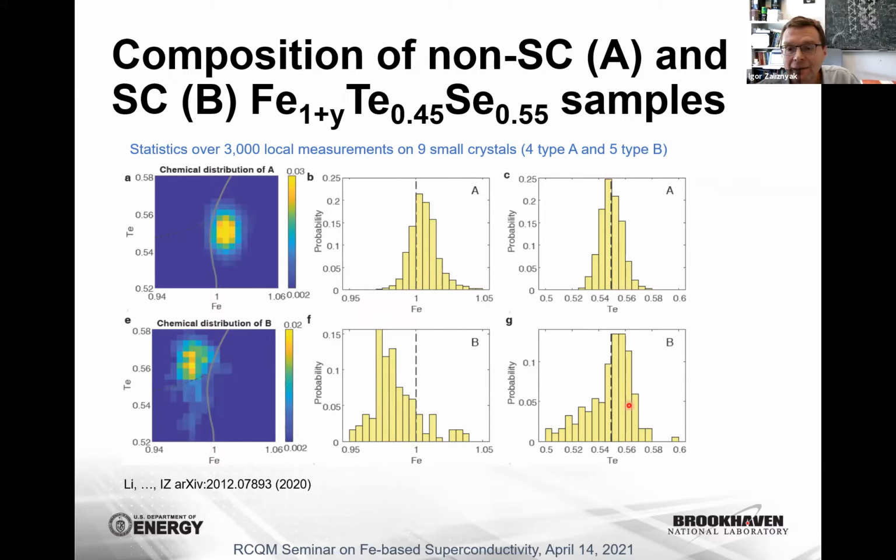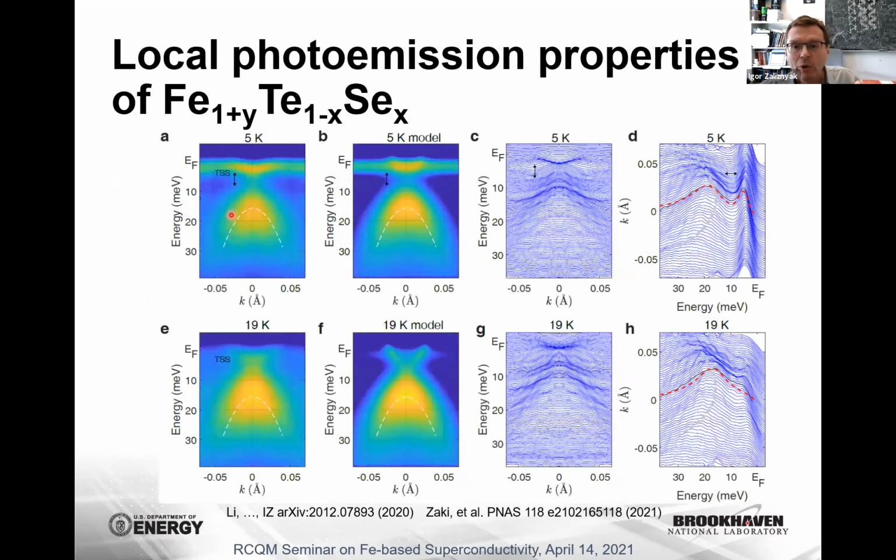And then the iron and tellurium compositions are very similar, near the nominal 0.55, 0.45 proportion. And so if we plot the probability of encountering a certain composition in a sample as a function of iron on the x-axis and tellurium on the y-axis, then sample A, the non-superconducting one, lies here, and sample B, the superconducting one, lies here. And I will show what this line is. This is a line of transition, as we have determined, between the superconducting phase and the non-superconducting phase. Now, how do we determine this line? We determine this line by analyzing the ARPES spectra that were measured.